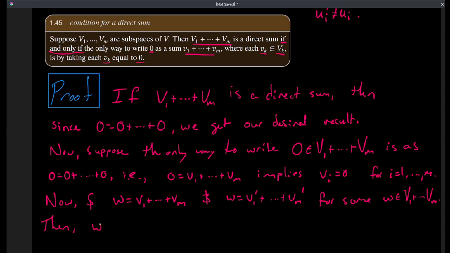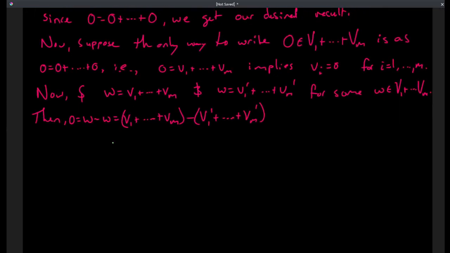Then W minus W, which is 0 obviously, is equal to V1 plus dot dot dot up to Vm, minus V1 prime plus dot dot dot all the way up to Vm prime, that whole quantity. Okay, agree with this so far? I've supposed that W can be written in this way, and I've supposed that W can be written in this way. So I'm just replacing the first W with that and the second W with that.